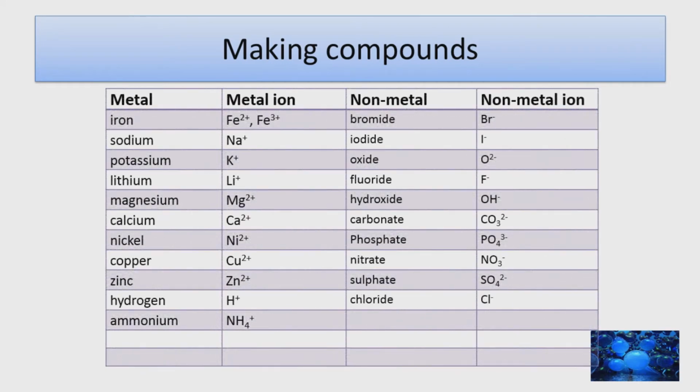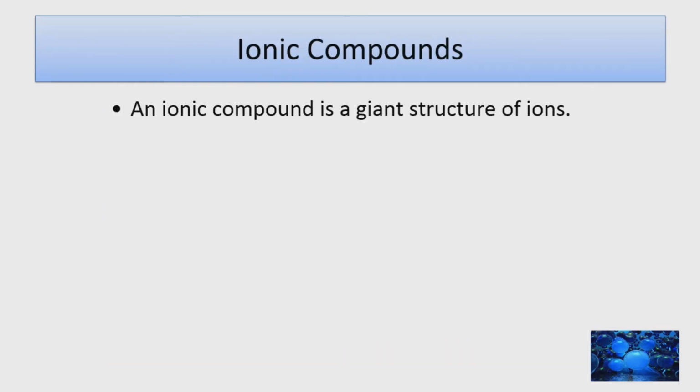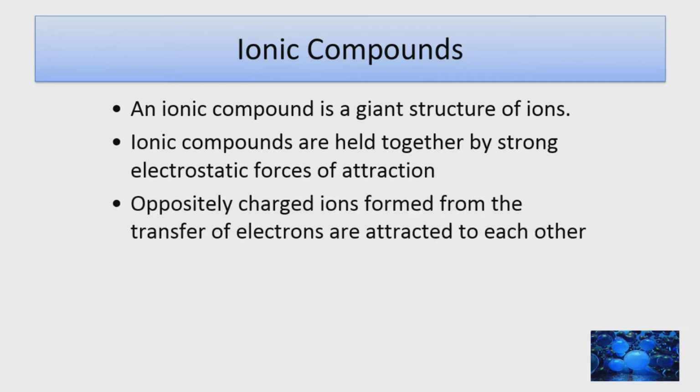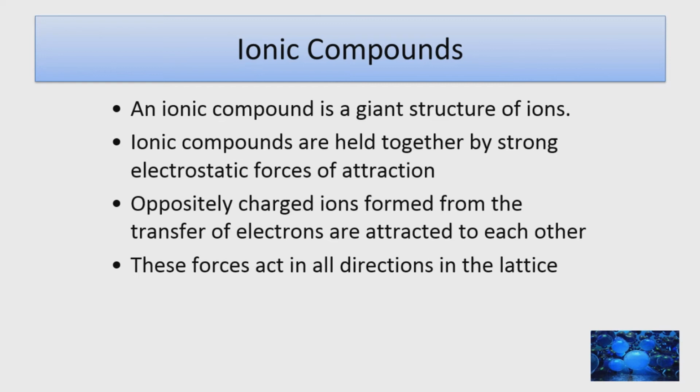Ionic compounds can be made between metals and non-metals. Metals on the left always form a positive ion because they lose electrons, and non-metals always form negative ions because they gain electrons. An ionic compound is a giant structure of ions, held together by a strong electrostatic force of attraction, mutual attraction, because opposites attract. These forces are in all directions though, not just 2 dimensions, so it forms a big 3-dimensional lattice.